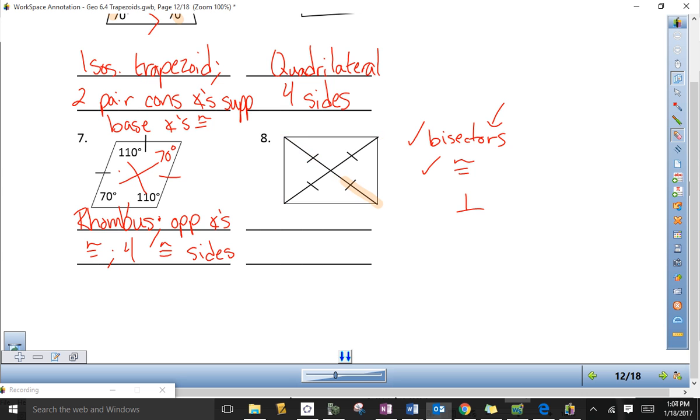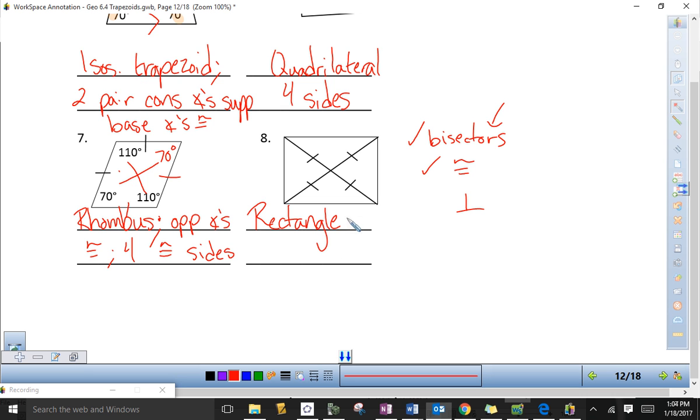I need to look for what figure has congruent bisectors. Congruent bisectors come on rectangles. So we're saying that the diagonals are congruent bisectors. And remember, I don't really care what order you put all the words in, as long as you get all that information in there.